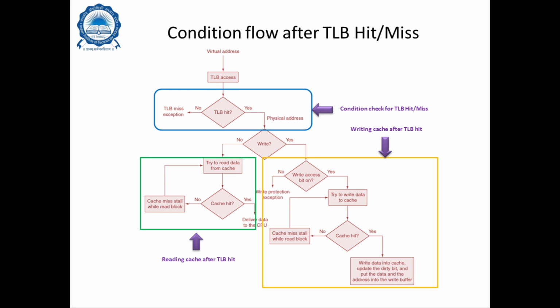Now let's look at the final condition flow after the TLB hit or miss. The condition check for the TLB hit or miss results in two major conditions. First is reading the cache after a TLB hit, and second is writing the cache after a TLB hit. Depending on the outcome of the TLB hit or miss, the reading and writing of the cache will be possible. If the TLB is a miss, of course, then it's not possible. But if the TLB is a hit, then the cache will either be read or written.